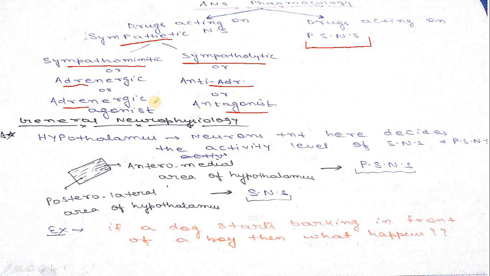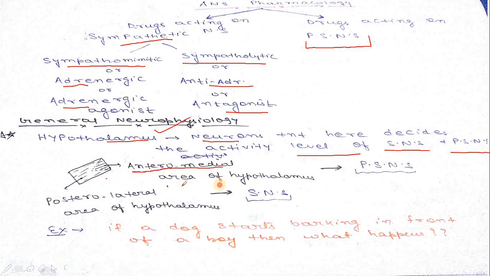Before going into the discussion of drugs, we will first discuss the general neurophysiology. So, the hypothalamus. Neurons within the hypothalamus decide the activity level of your sympathetic and parasympathetic nervous systems. Hypothalamic neurons make the balance between sympathetic and parasympathetic nervous system function. It is a rough diagram of the hypothalamus.